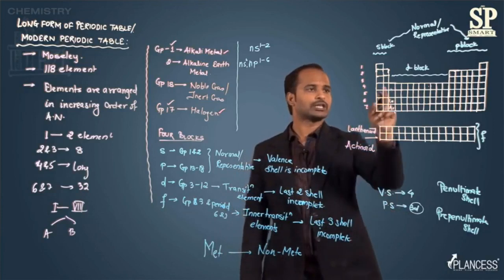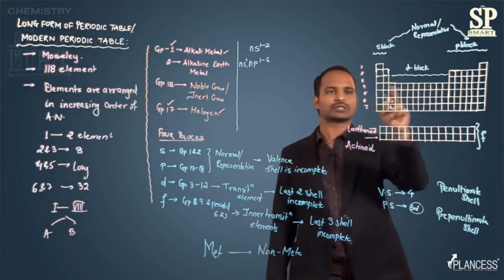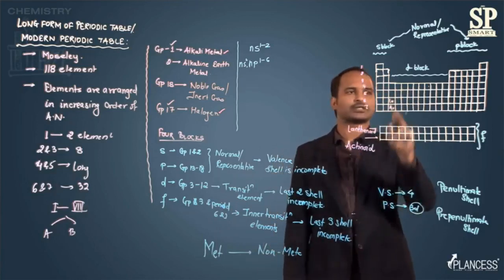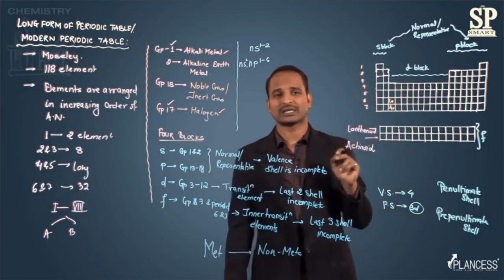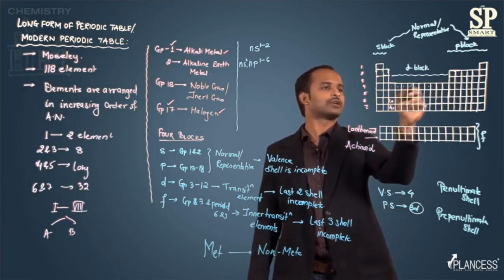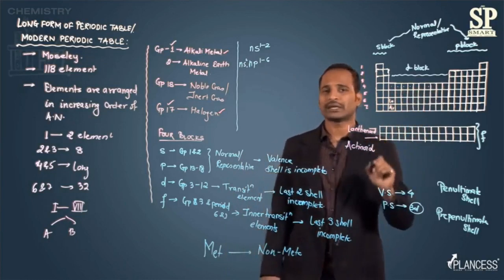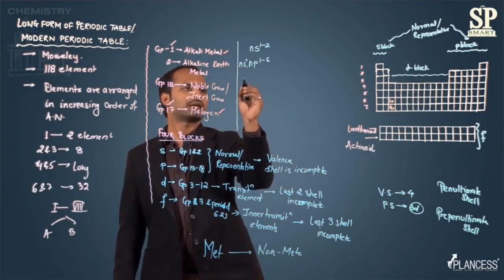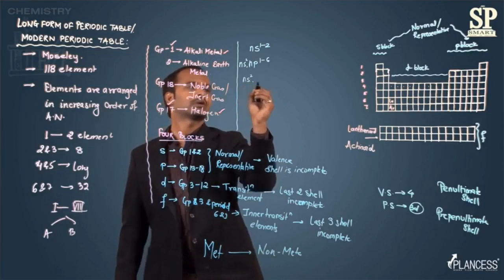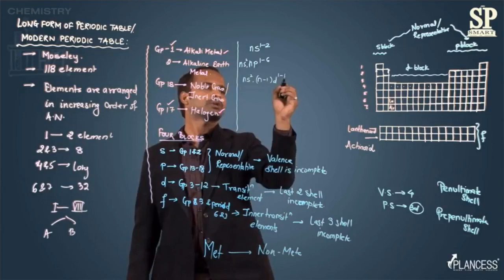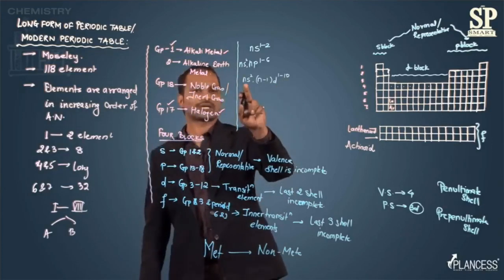I'm talking about those elements which are present in the 4th series, that is the 4th period. That's why the 4th period D block elements are also known as 3d series elements, because for all the elements here, the last electron enters the 3d orbital. So they have a general configuration ns2 (n-1)d 1 to 10, where n stands for the outermost shell.